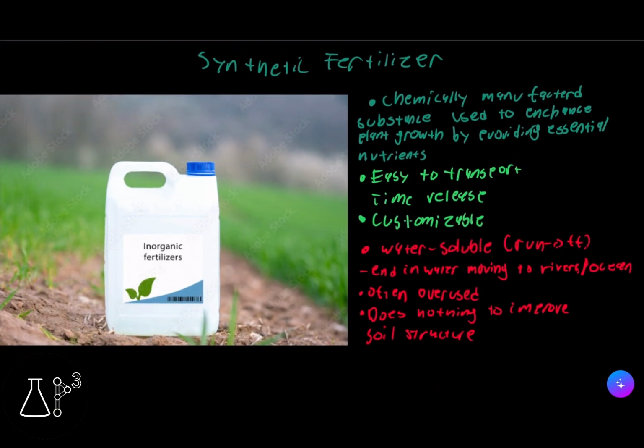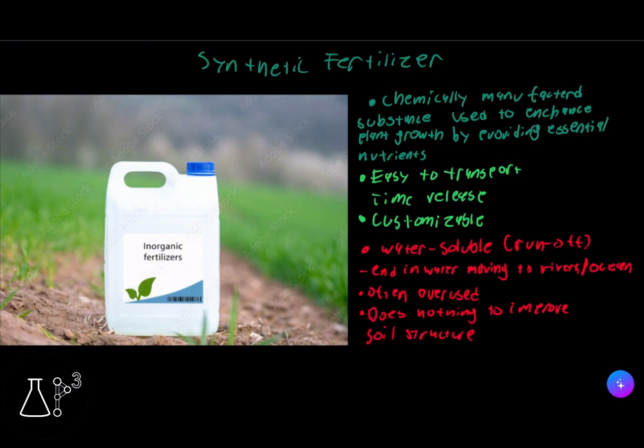So what is that basically? Synthetic fertilizer is a chemical manufactured substance used to enhance plant growth by providing essential nutrients. So basically we're just creating a fertilizer and we're going to add it into the crops and soil to maximize the growth of the crops. What's good about it: it's easy to transport, time release, so you can add it at a certain time, and you can control how long it's going to grow the crops, and it's customizable.